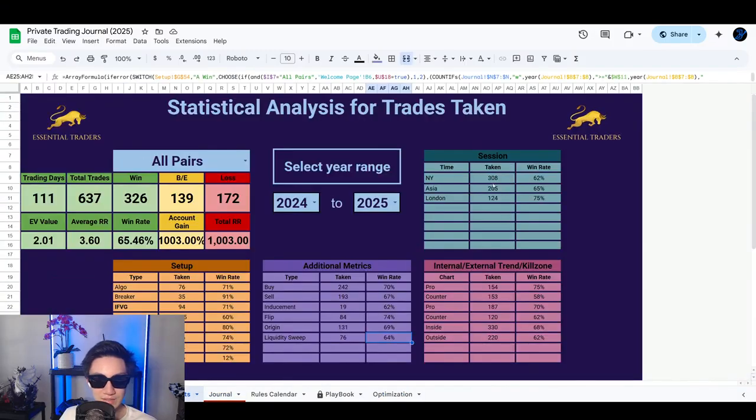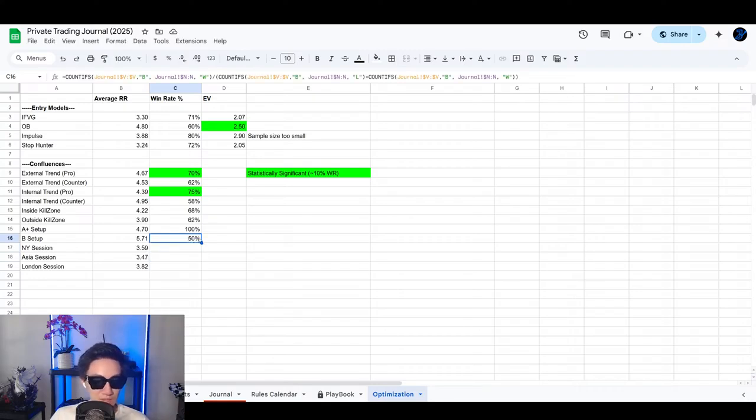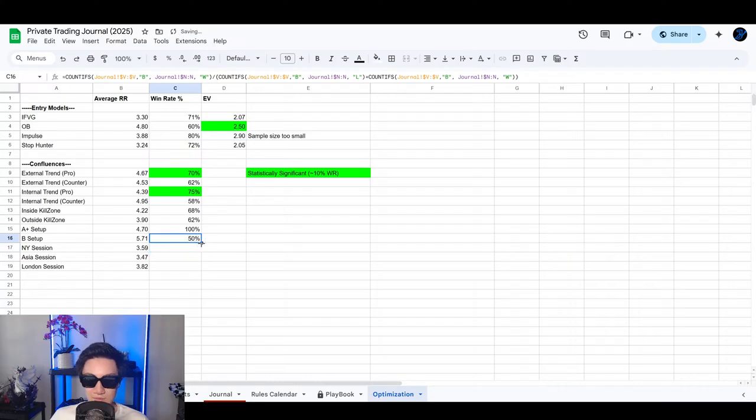Now, again, just keep in mind, London session has 1/3 of the data as New York session. New York session has the most data, so it's going to be the most accurate. But again, it's something you want to be looking at. Now, if you look at the win rate percent, we could do that as well here. So I'm gonna just drag this one down here.